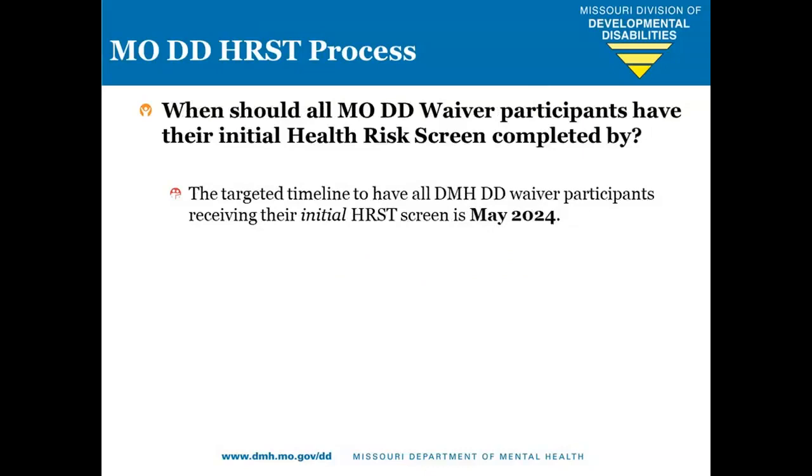So when should all MO DD waiver participants have their initial health risk screen completed by? Well, the targeted timeline is to have all of the DMH-DD waiver participants receiving their initial HRST screen in May of 2024. So all people will start being screened May of 2023 if they haven't already started in the process. That way everyone will have that full year to have had their initial screening.